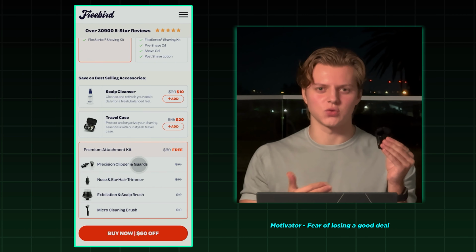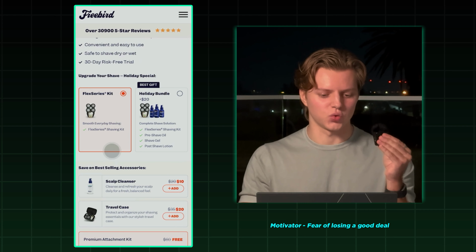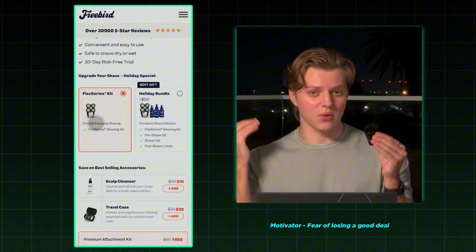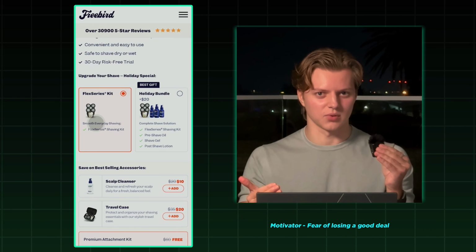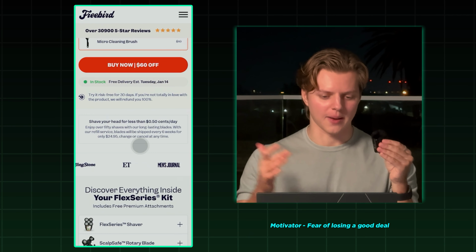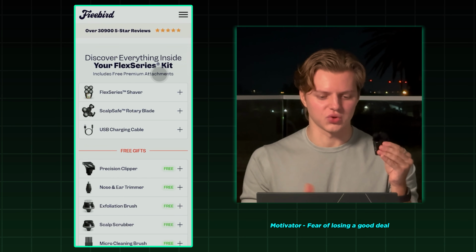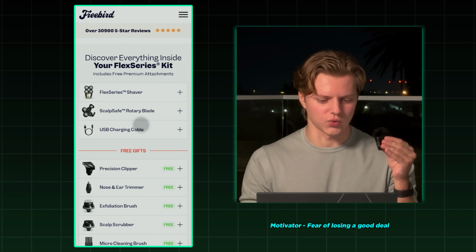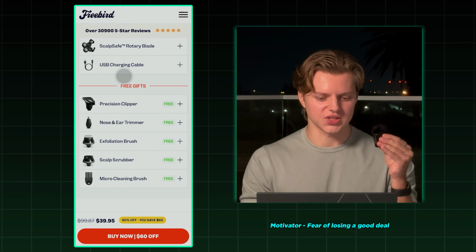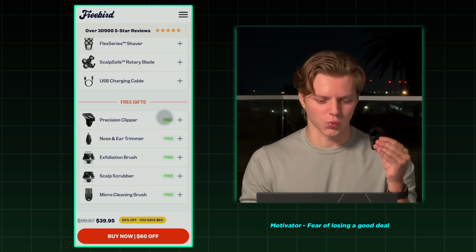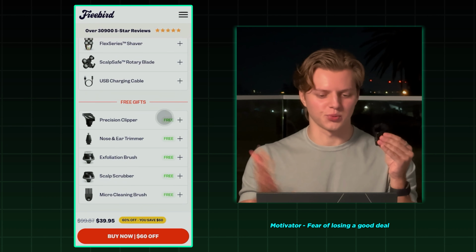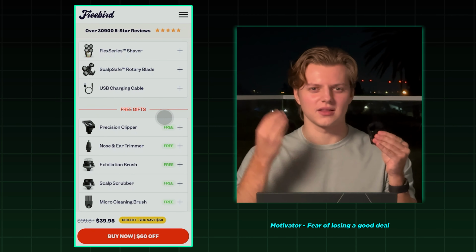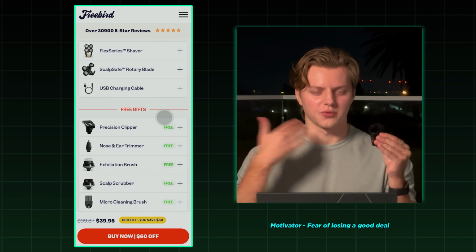So adding these now is way more efficient than adding these together with the shaver in the start here. This is a bit hard to execute, but I would really recommend trying to do something similar, at least test it. Then further amplifying this, they have everything you get in the kit, which is the shaver, rotary blade, and USB charging cable. But then you see suddenly so many free gifts with green free signs. This is brilliant because this just feels like you are getting so many things of high value for free.